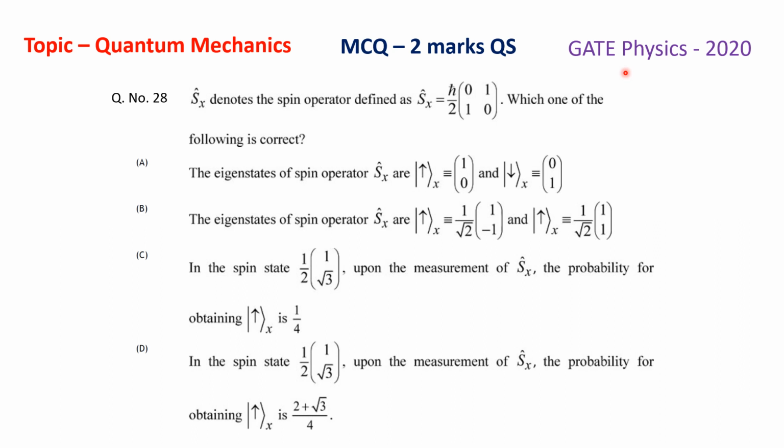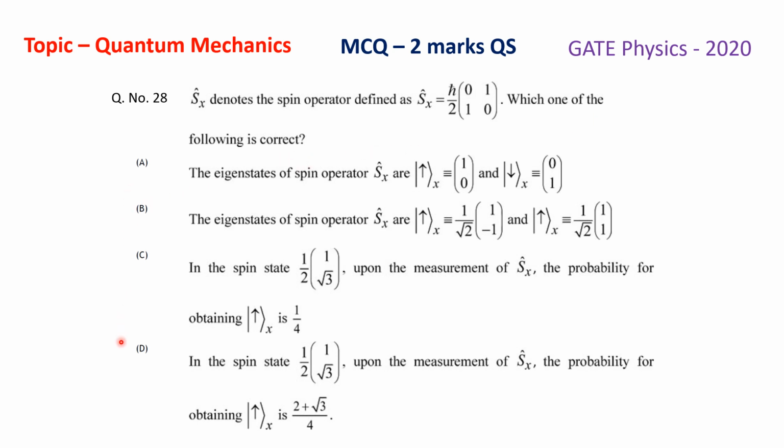This question was asked in the GATE Physics paper 2020. This is an MCQ having 2 marks. The topic of the question is quantum mechanics. The question is, the operator Sx cap denotes the spin operator defined as Sx cap equals to h cut by 2 times the matrix 0, 1, 1, 0. Which one of the following is correct?